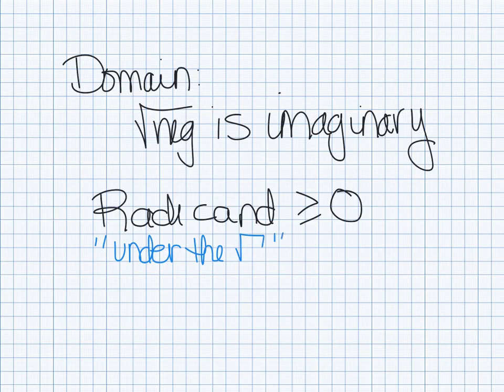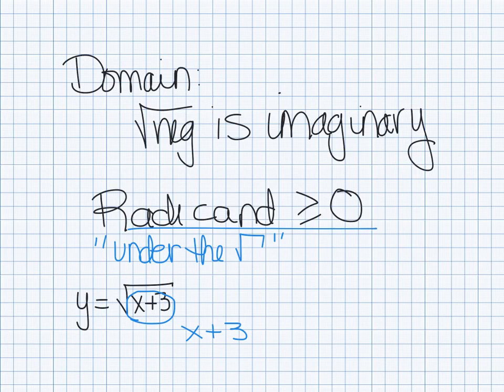Okay, so let's do an example really quick. If I had a function, let me use y for a minute, y is the square root of x plus 3. Then I would say that my radicand, let me find the radicand first, it's everything under the square root symbol. That x plus 3, following my rule now, has to be greater than or equal to 0. If I take that and I solve it for x, x must be greater than or equal to negative 3. That's my domain. Okay?